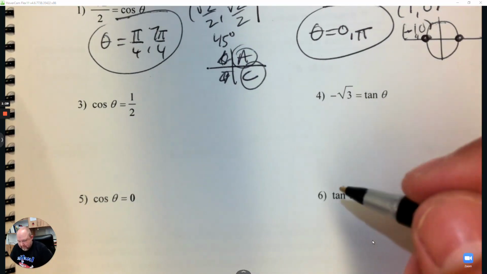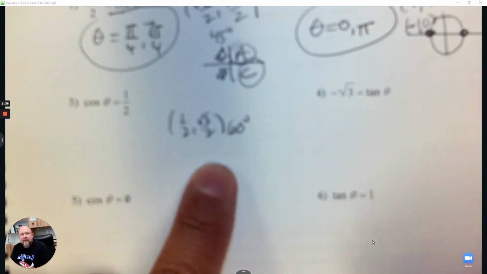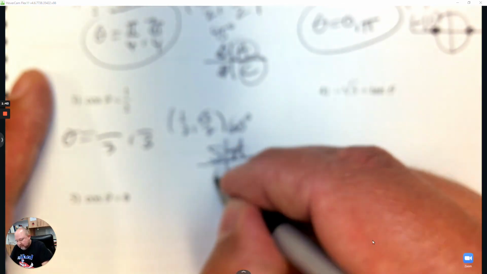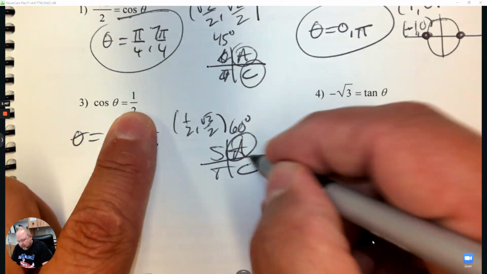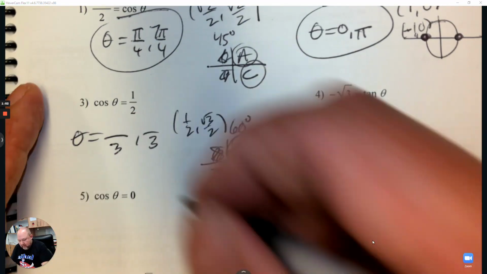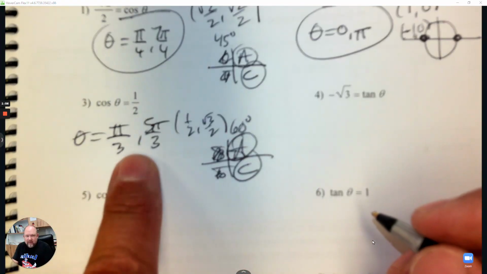Number 3, cosine theta is equal to 1/2. Press pause and try it. So the x coordinate's 1/2. The y coordinate is root 3 over 2. So that's a 60-degree reference angle. So my angles are going to be over 3. Then which quadrant are we in when cosine is positive? So that's quadrant 1 and that's quadrant 4. So in quadrant 1, it's 1 pi over 3. And in quadrant 4, it's 5 pi over 3.